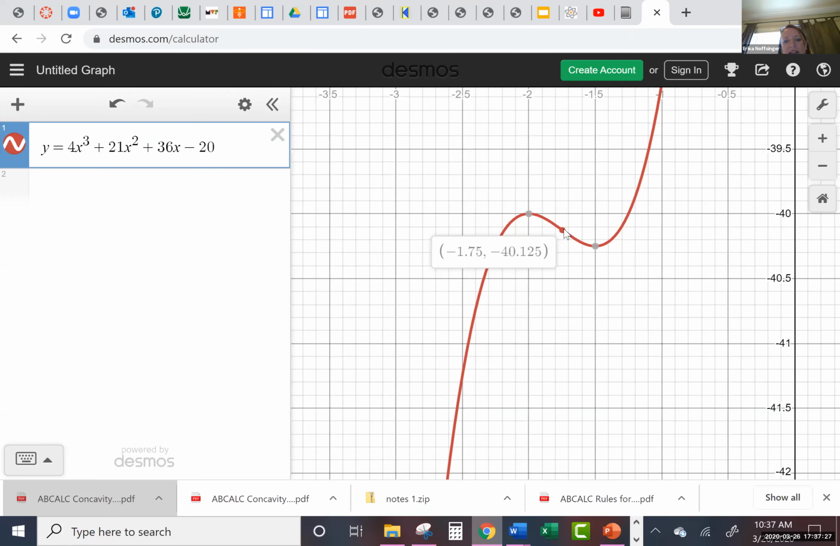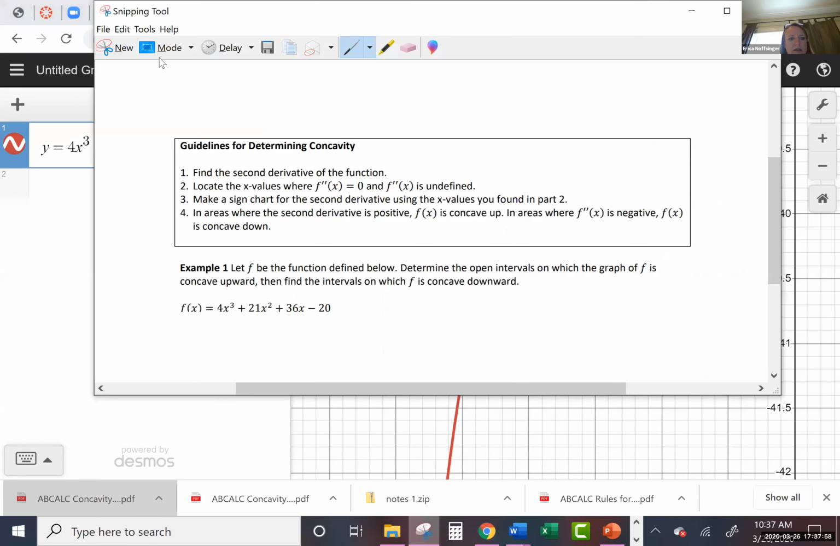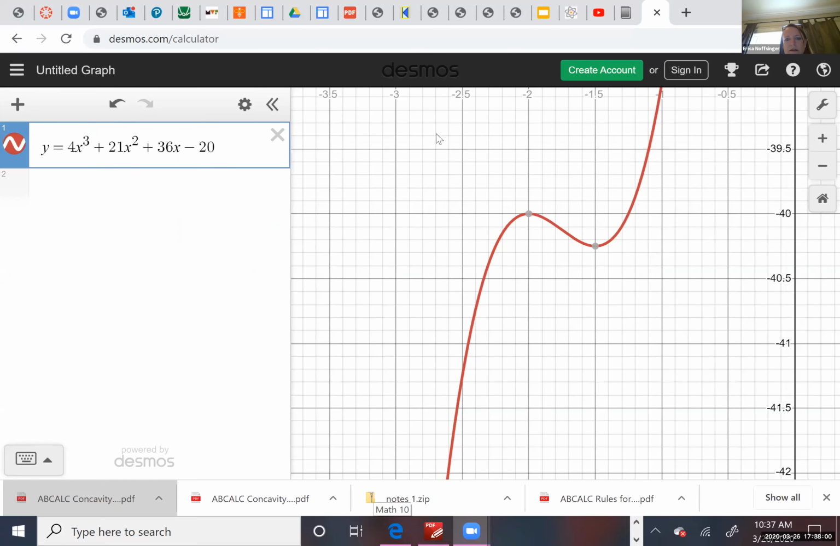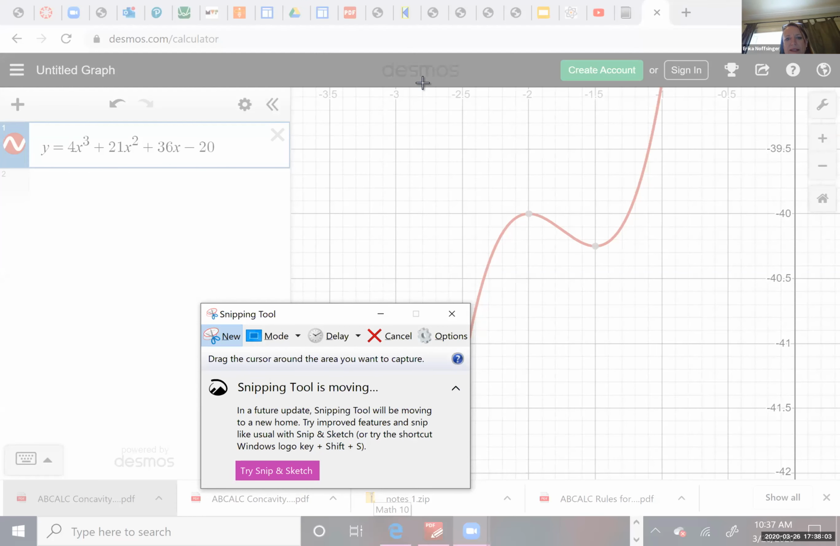And then we saw that it was increasing until we got to x equals -2. And that max was at -40. We saw it was decreasing from x equals -2 to this -1.5. And we also saw that that point's y value was -40.25. So we basically put all of this together by using the derivatives. Here, let's see. So I'm just going to copy and paste this onto our document.